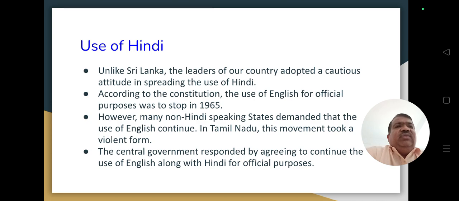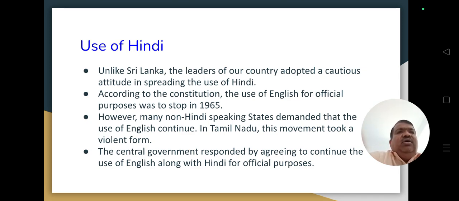Use of Hindi. Sometimes there was a possibility of India having conflict, like in Sri Lanka. Unlike in Sri Lanka, leaders of our country adopted a cautious attitude in spreading the use of Hindi. According to the Constitution, the use of English for official purposes was to stop by 1965. Until 1965, both Hindi and English were official languages of India. So it was decided that from 1965 onwards, English would be removed.